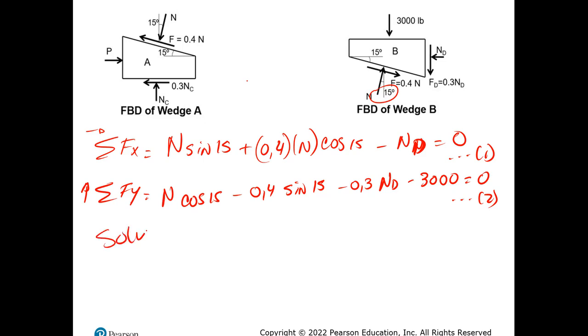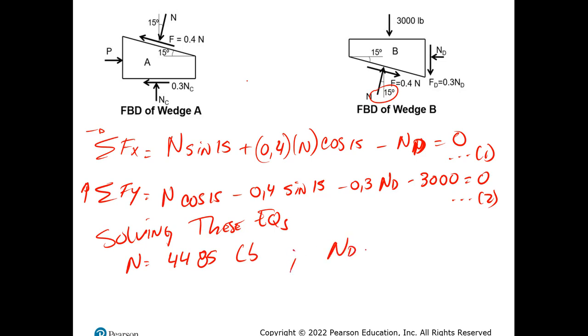So, solving these equations, I will get that the normal force is equal to 485 pounds, and then normal in D will be equal to 2894 pounds. With those two, now I can go into this wedge A and apply equations of equilibrium in order to find P.